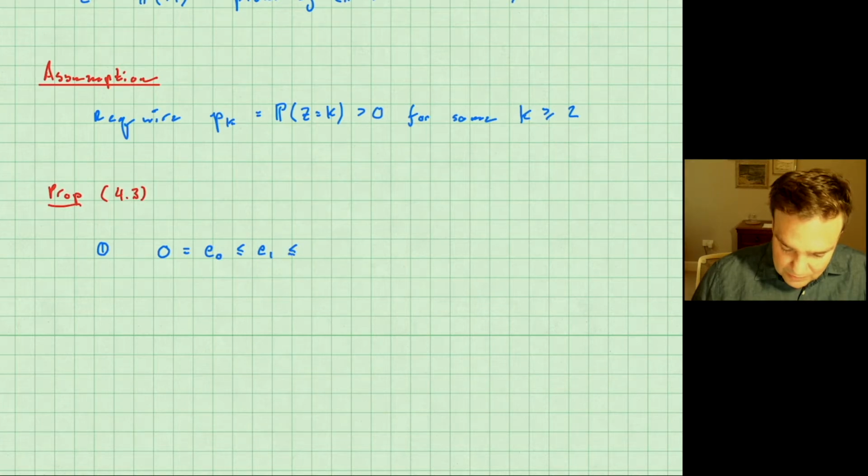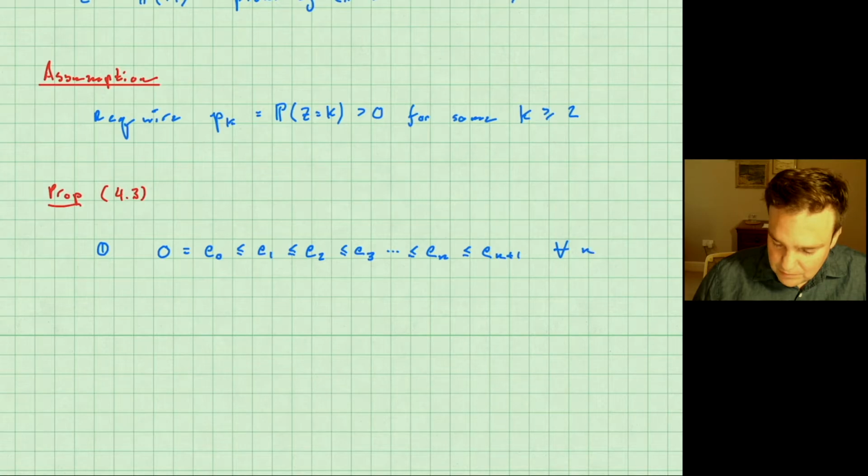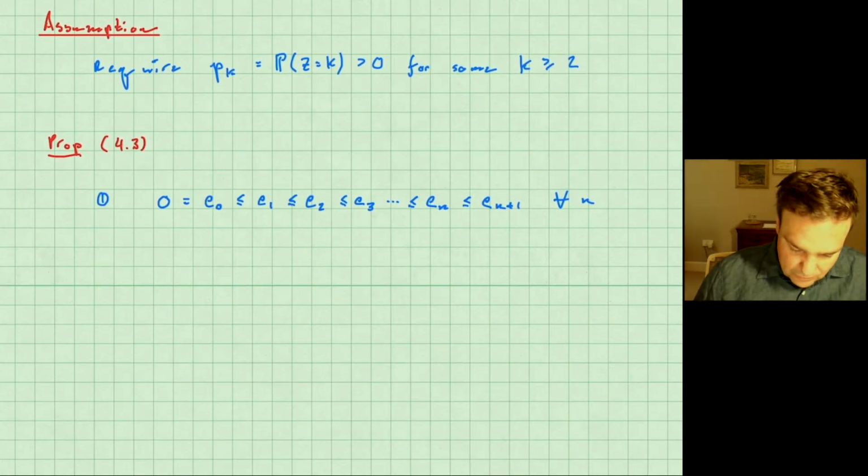But this pattern continues. So E2 is bigger than E1, E3 is bigger than E2, or at least as big as, and so on, up until E_n and E_{n+1} for all n values. All right, so that's the first part of the proposition.